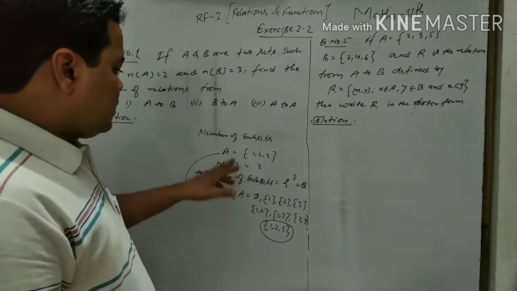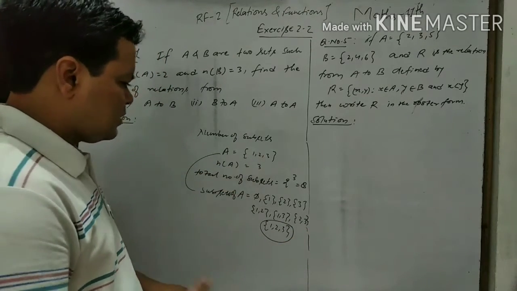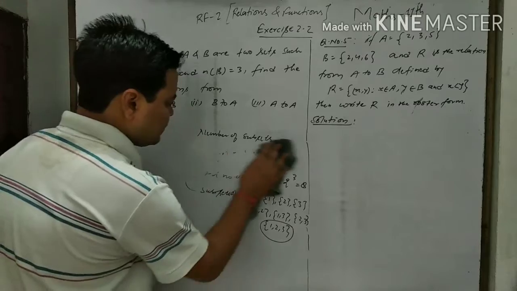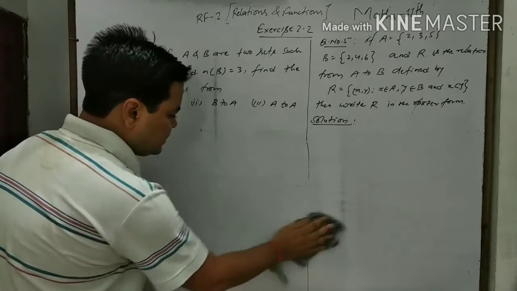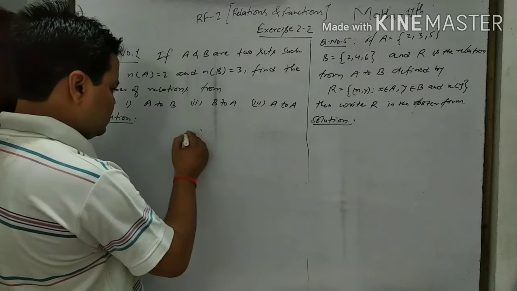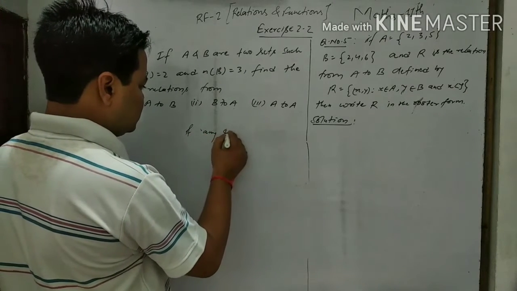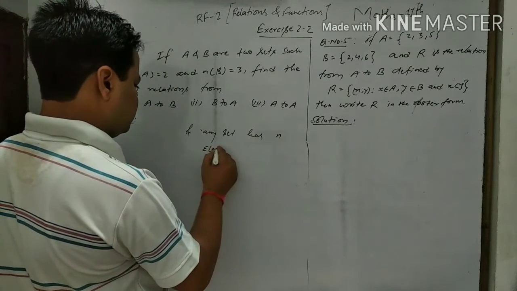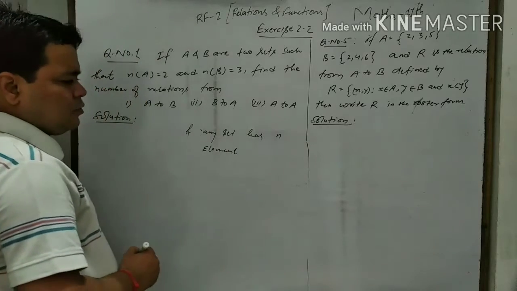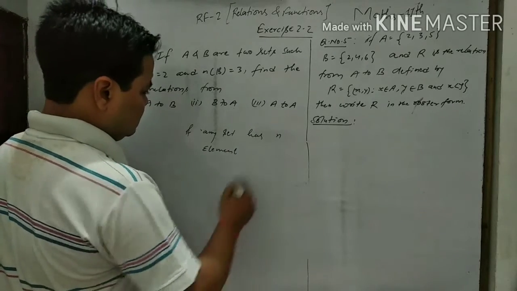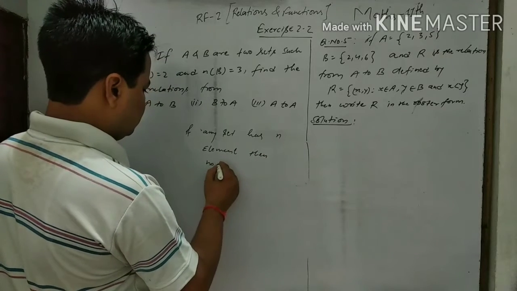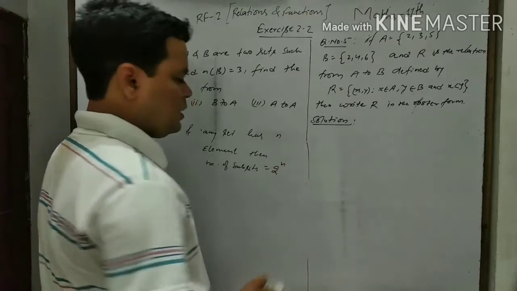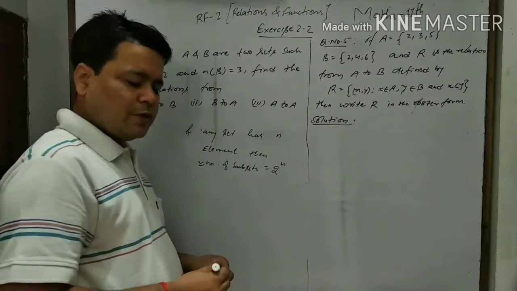Now here A is equal to this much, and then we use this formula. It means if any set has n elements, then the number of subsets is equal to 2 raised to the power n. We use this concept here.